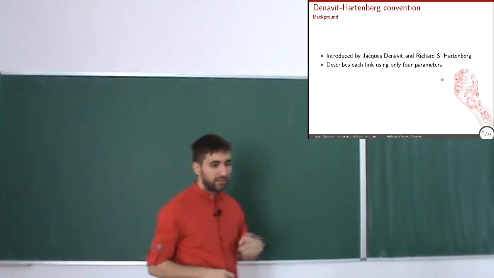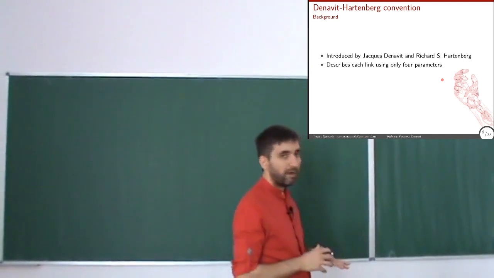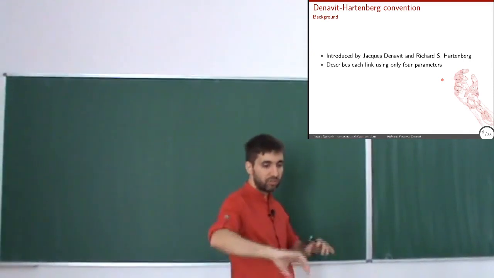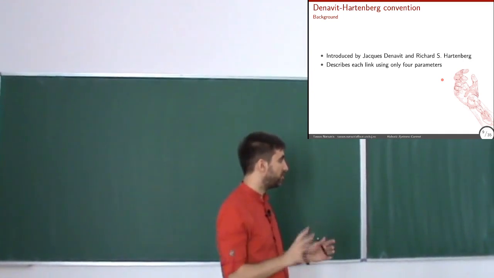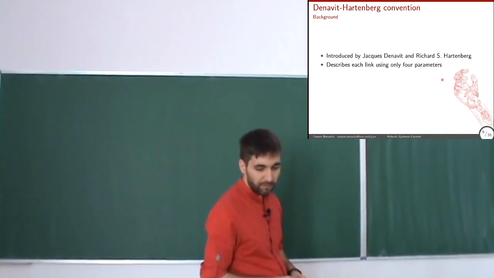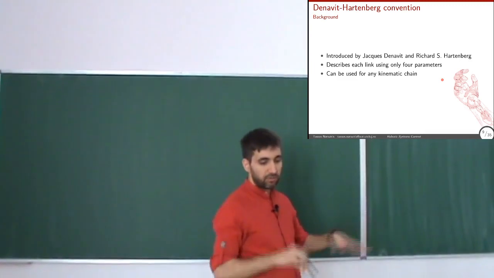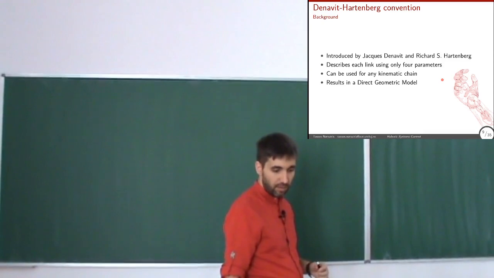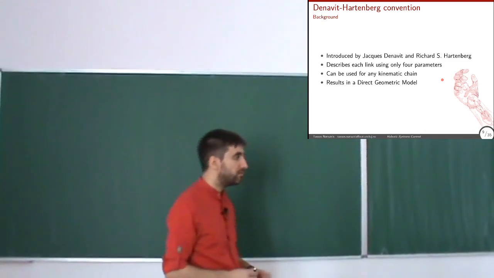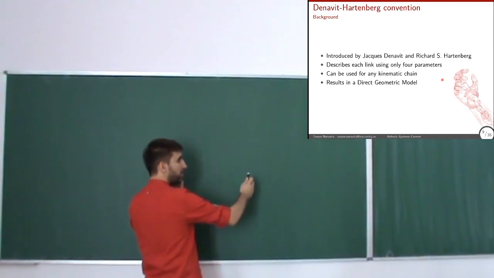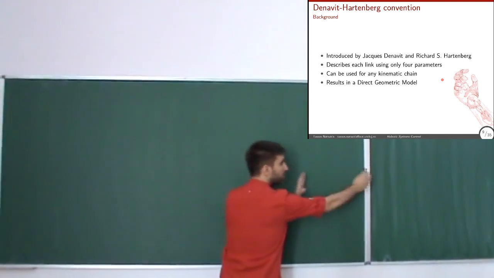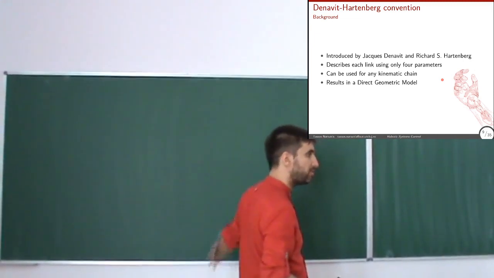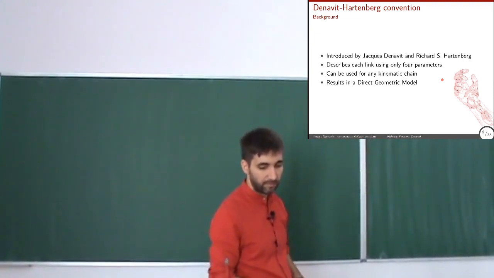Okay? And it describes each link using only 4 parameters, regardless of how it looks, what shape it has, how the joints are oriented, what kind of joints we have, and so on and so forth. It can be used on any kinematic chain or any robot. And the result is a direct geometric model. Basically, by defining these 4 parameters for each link, we can combine all these parameters to define a direct geometric model from the base of the robot until the end effector.